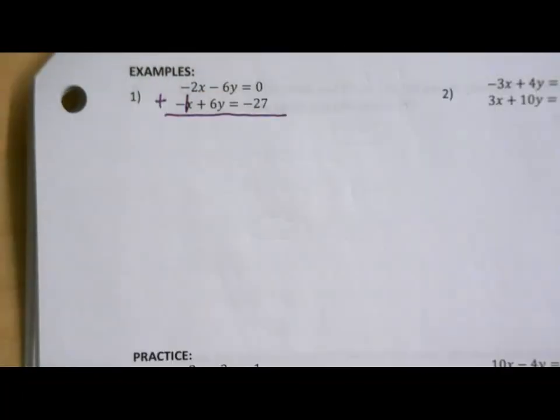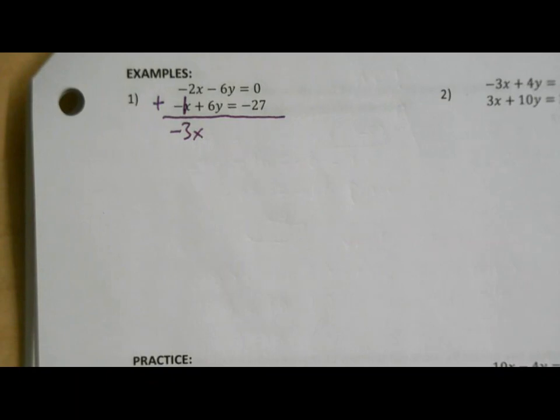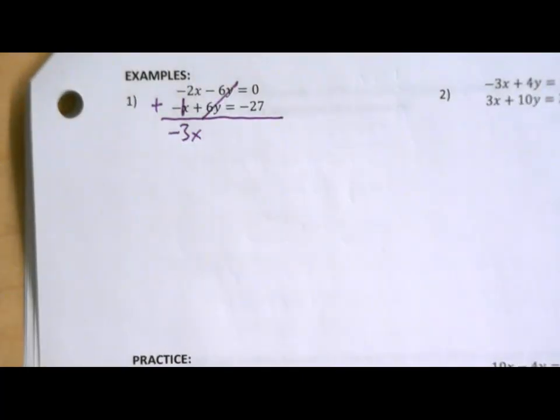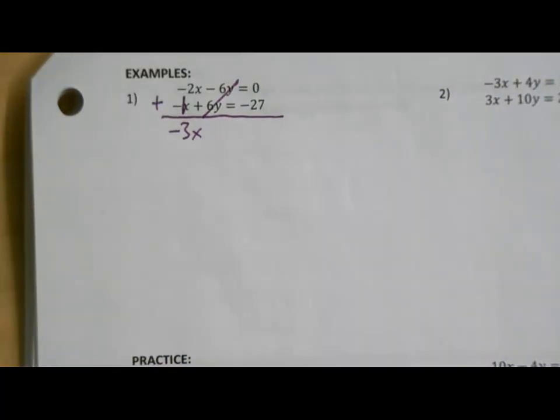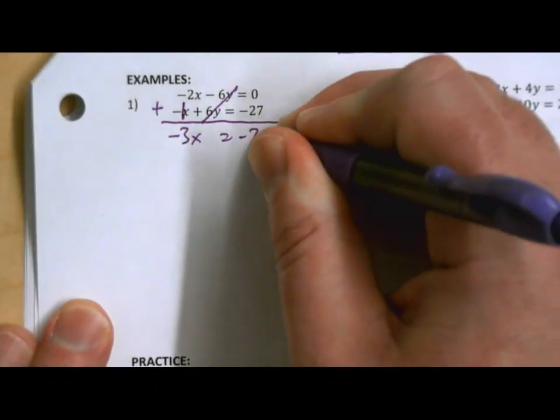What's going to happen when I add negative 2x, and this is a negative 1x? I'm going to put that one in there. Negative 2x and negative 1x, when I add those together, I'm going to get what? Negative 3x. What's going to happen when I add negative 6y and positive 6y? They're opposites, so they're going to eliminate, and it's 0. I'm not going to bother writing anything in there. I'm just going to cross them out. They eliminated. That's why this is called elimination. And then 0 plus negative 27 is just negative 27.